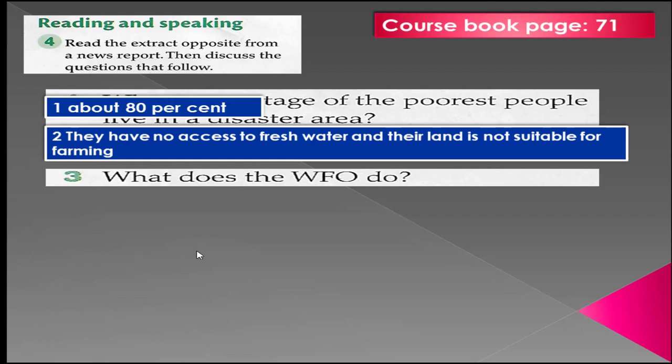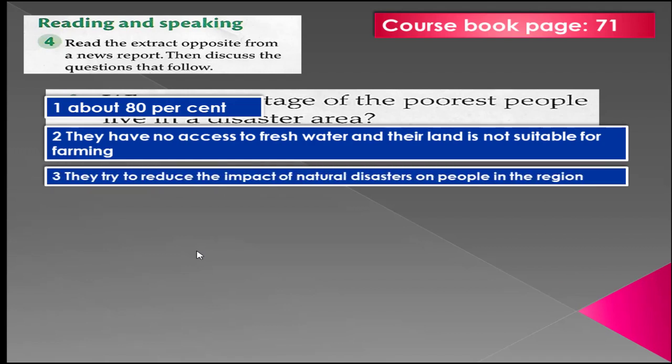Question number 3, what does the WFO do? What are the activities? Great, good job. So the activities are, the first one, to reduce the impact of natural disasters on people in the region. So reduce, that means decrease, okay? Make it less.